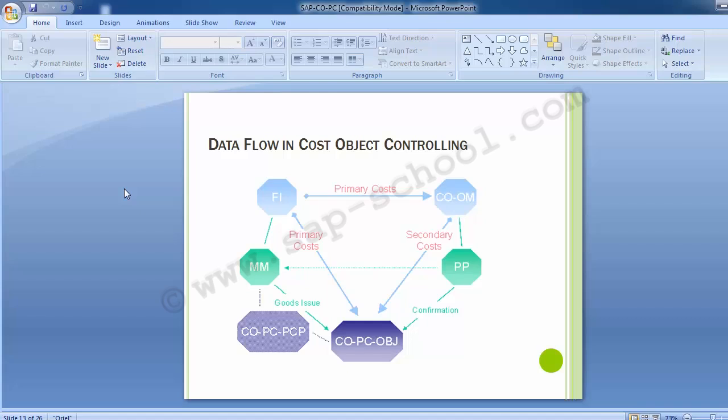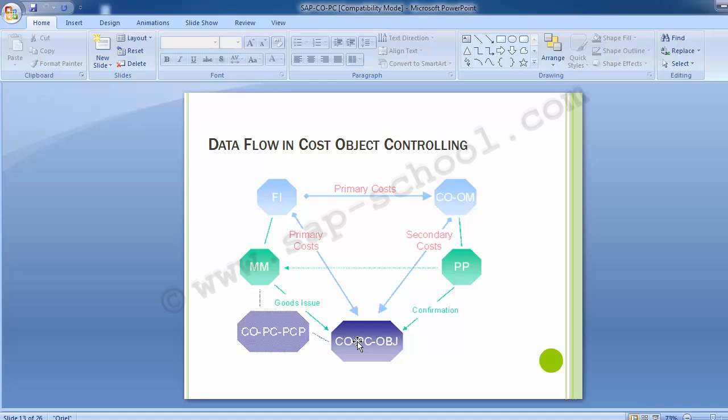Now moving on to the data flow in the cost object controlling. As you can see in the diagram on the screen, it reflects how the cost flows from one particular component to another component and finally to the cost object controlling part. The data flows from the PP side and the MM side. In the MM part we need to create the material master, and then it moves from MM to FI, and then FI to OM, overhead management, and from overhead management to PP. In PP, with the help of routing and BOM, the values flow to the MM part, and then from MM to PCP, that is product cost planning, and then the value ultimately flows to the cost object controlling.